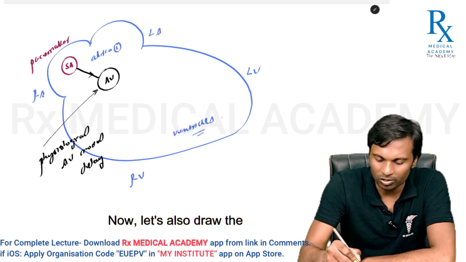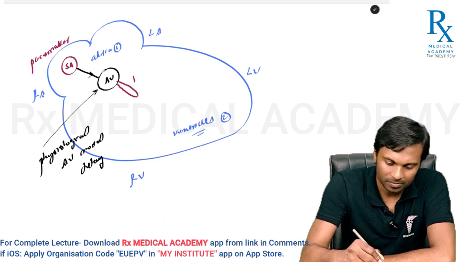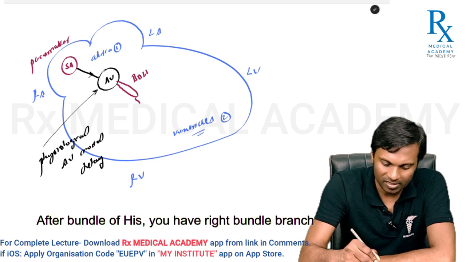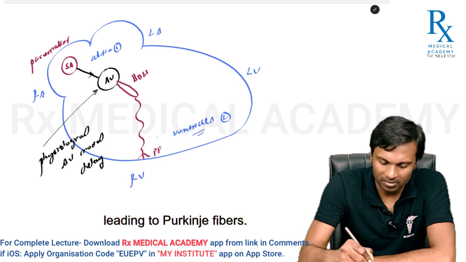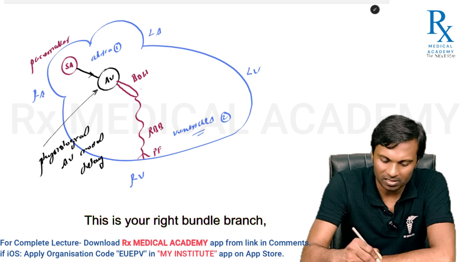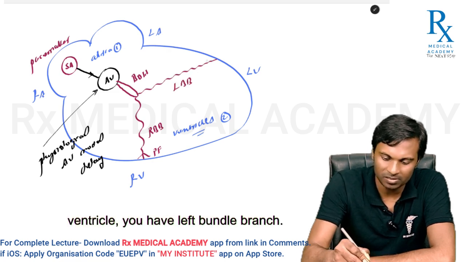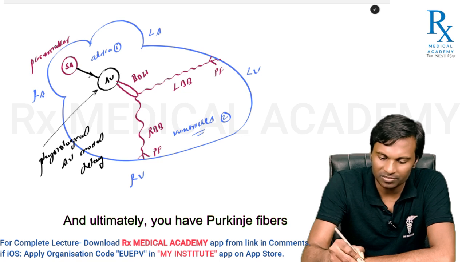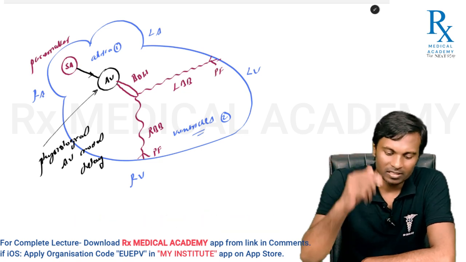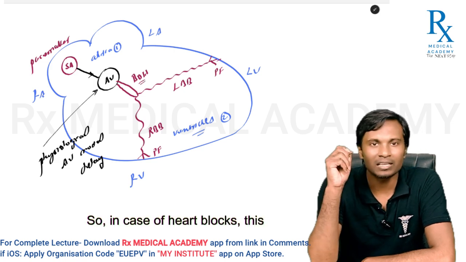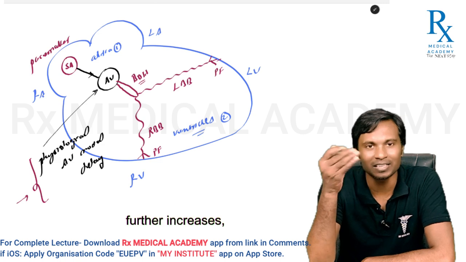Now let's also draw the complete conducting system. Then you have bundle of His. After bundle of His, you have right bundle branch leading to Purkinje fibers. This is your right bundle branch. And on the left side, towards the left ventricle, you have left bundle branch. And ultimately, you have Purkinje fibers supplying impulses directly to the left ventricle wall. So, in case of heart blocks, this physiological AV delay further increases.